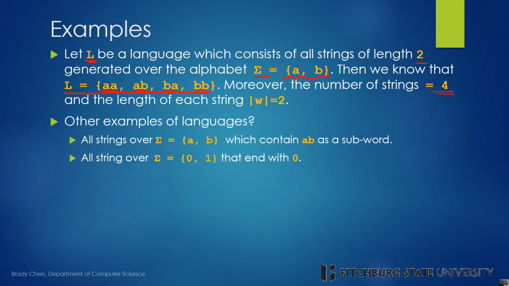That's not an accident, because sigma contains 2 elements, and the language consists of all the strings of length 2, so we find that the number of strings in the language L is sigma to the 2, which is 4. Sigma is 2.